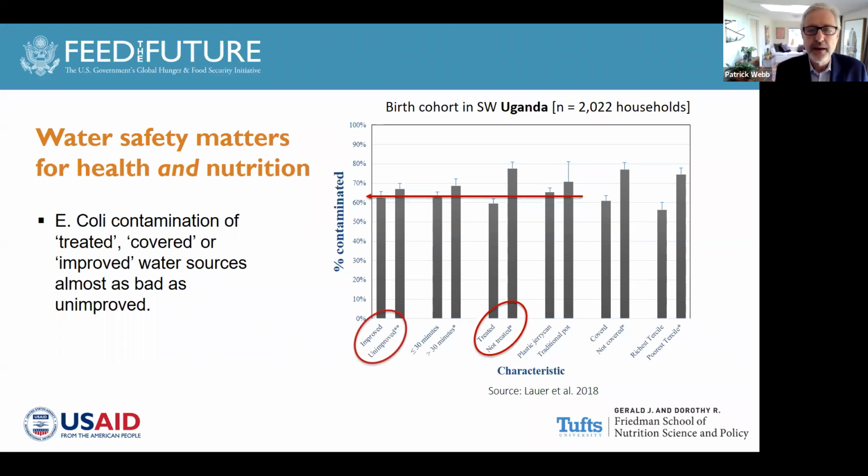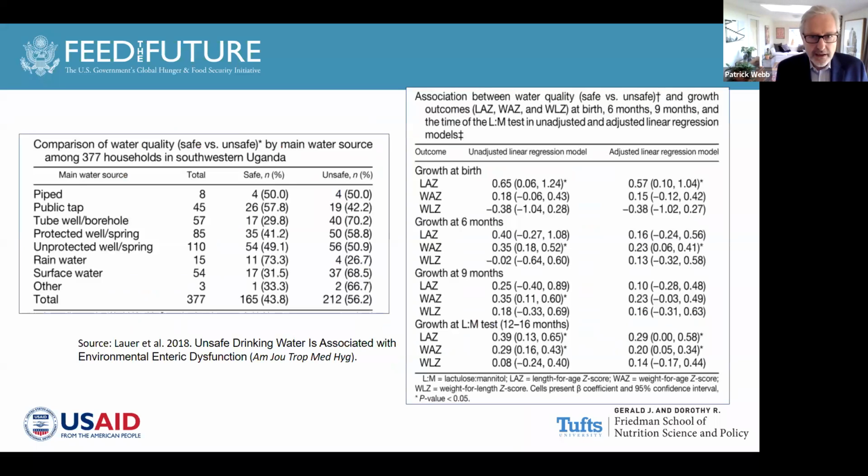Next slide, please. Sometimes it's the use and behavior of those things. Next slide. In that location in Southwest Uganda, you see the two columns there of safe versus unsafe, and you see that of the piped, there were only 8 piped water sources in that particular community. Half of them were deemed unsafe in terms of E. coli contamination.